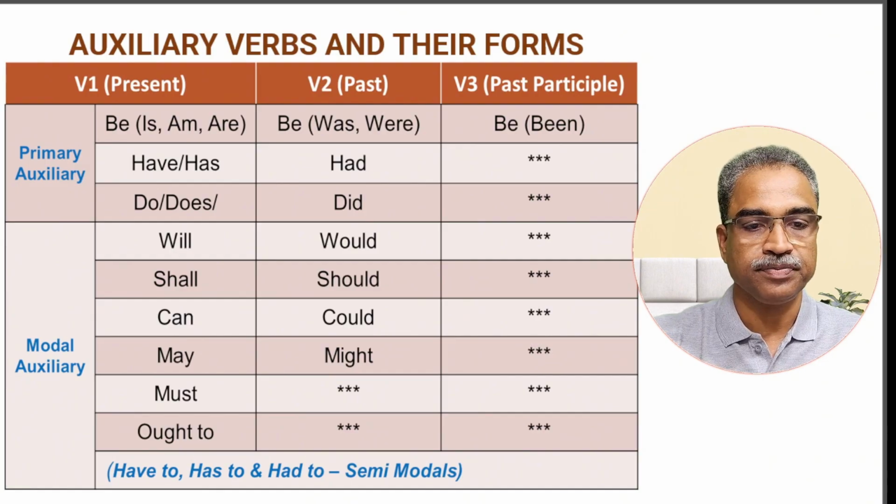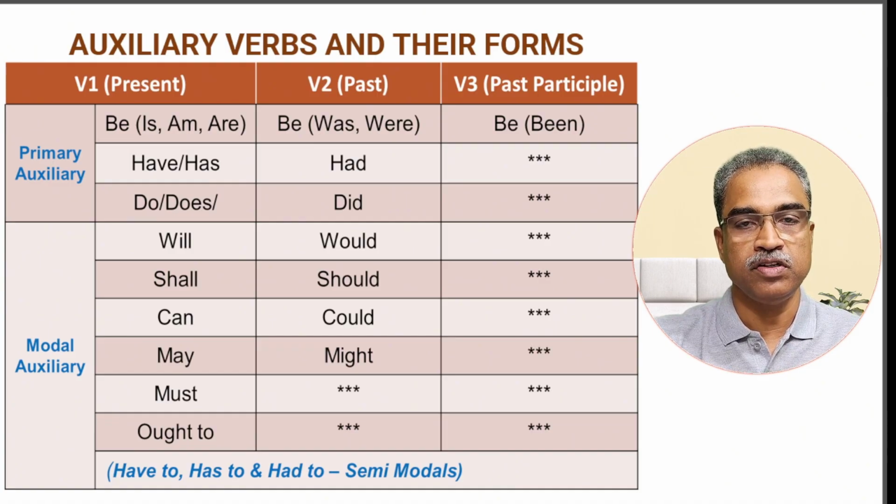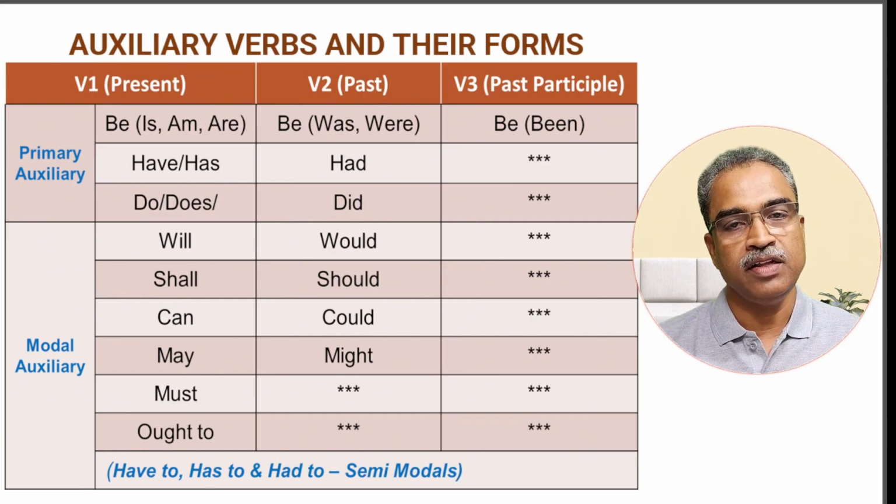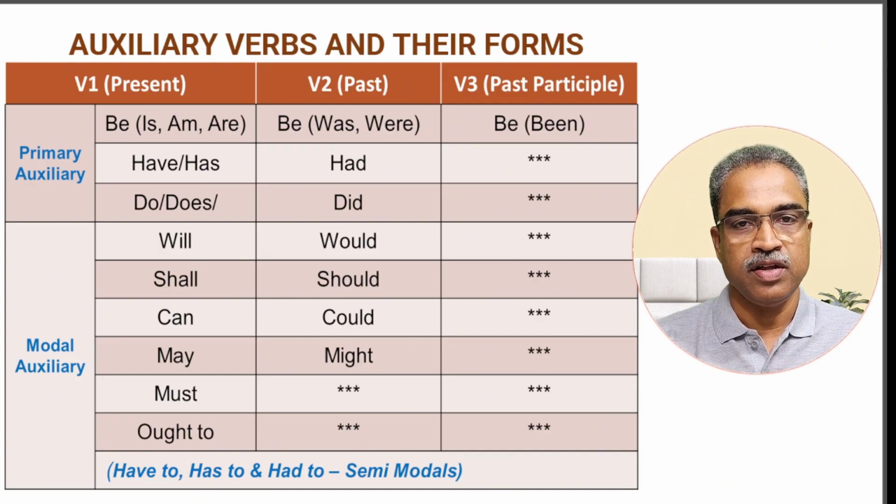First and foremost, we have the primary auxiliary verb. And the main auxiliary verb under the primary is the verb be. Now this is a very important verb. This verb we often use in almost all the sentences that we make. So be has got, or rather every verb has got three forms. First is V1, that is present form. Second V2, that is past form. And next is V3, it is past participle.